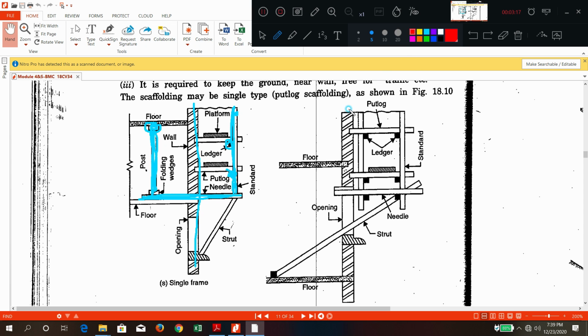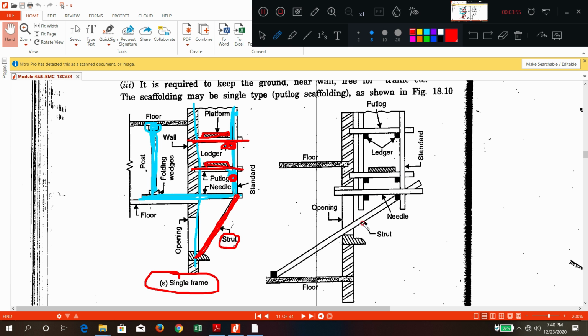I will draw with the red color. Standards are there. Same thing, ledgers will come here. Later, above the ledgers, you will lay put logs, and above the put logs you have the working platform. Once this is done, you give support from the sidewise also, from the bottom also. So this is called a strut. Always inclined members are called struts. So this type of arrangement is called a single frame.